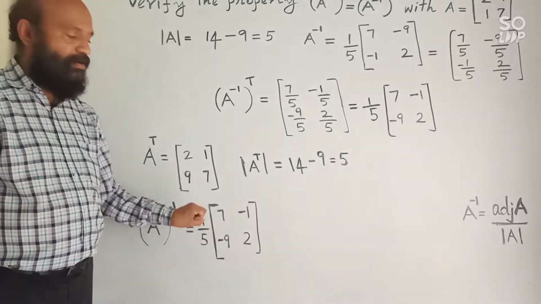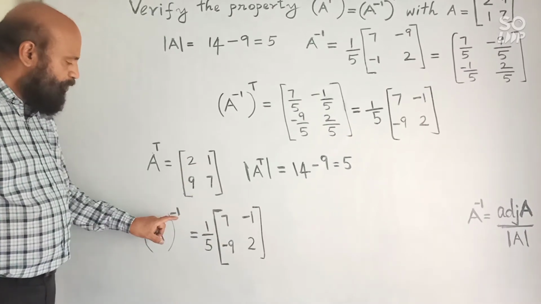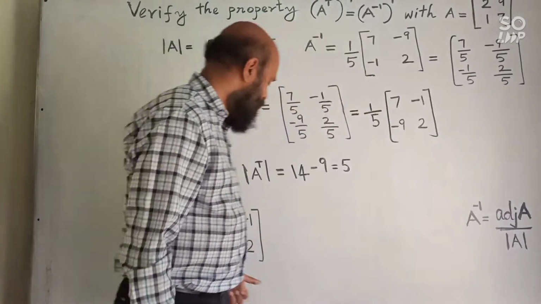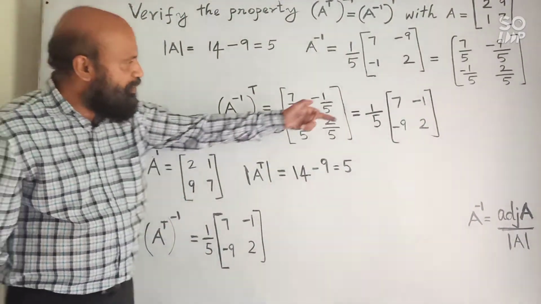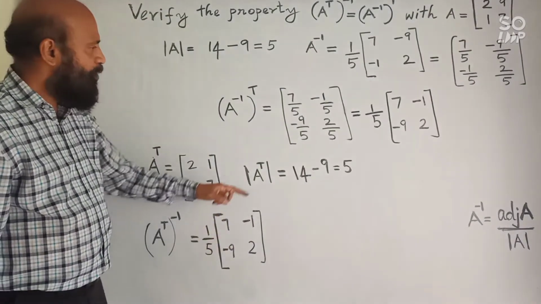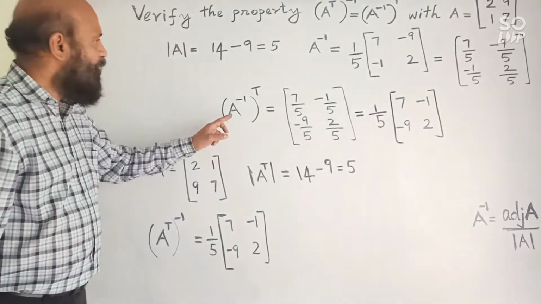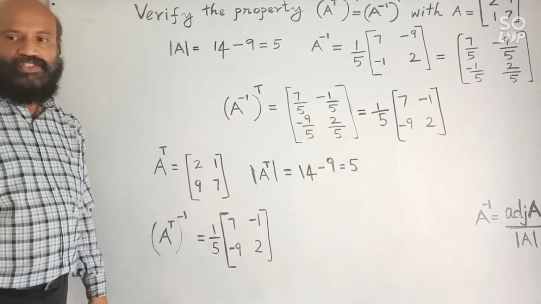Then this matrix, adjoint of this matrix. So inverse of a matrix is adjoint of A divided by determinant of A. So we can get the A transpose inverse. You can see that these two are the same. These two matrices are the same. That means A inverse transpose is the same as A transpose inverse.